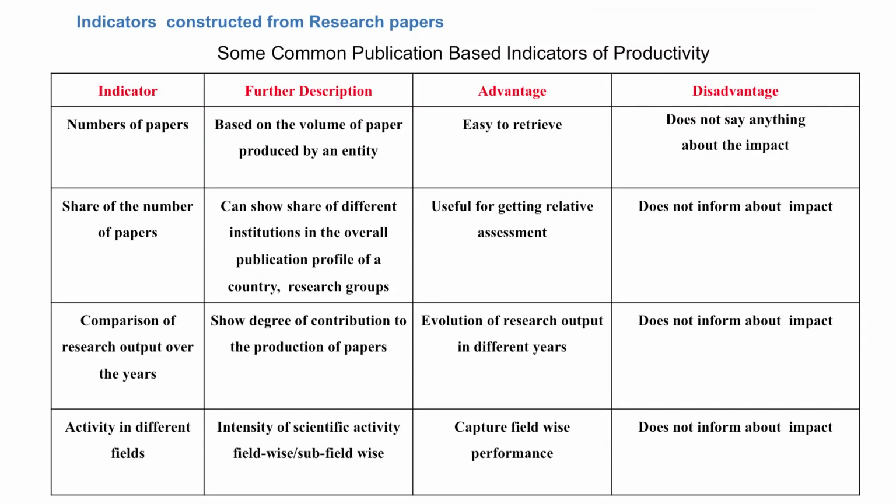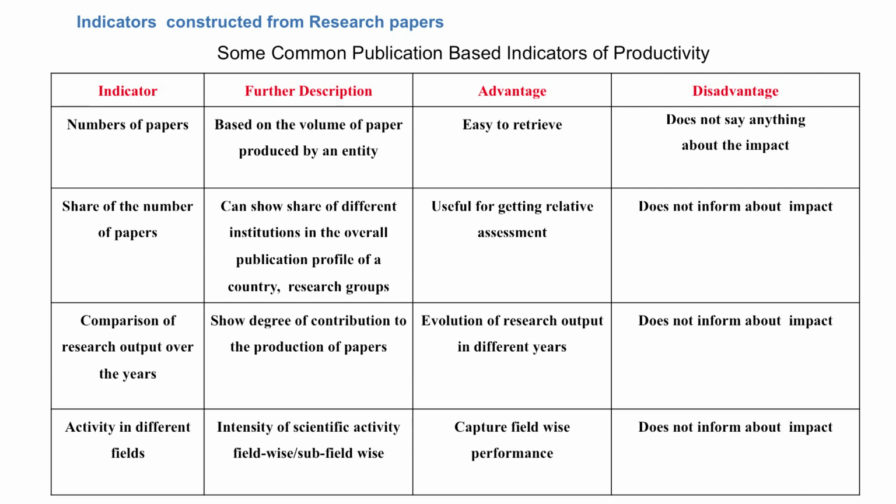Indicators constructed from research papers. Primarily we are trying to capture the volume of research papers, which is the main indicator here, and it can be done through various different ways. I am just presenting a few important ones which are being utilized. One is the number of papers, based on volume. Then there is the share of the number of papers, which can show how much different institutions are contributing to papers within a field in total.